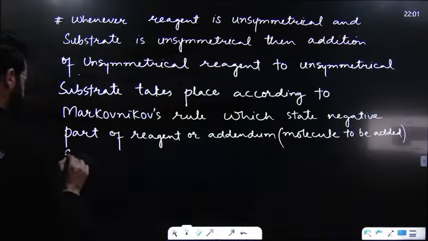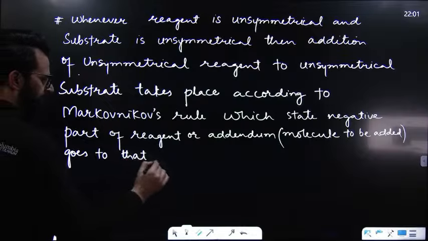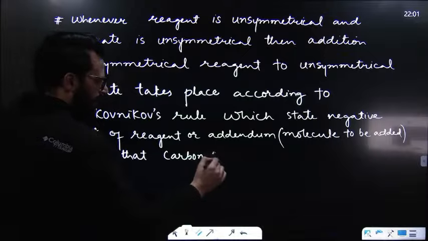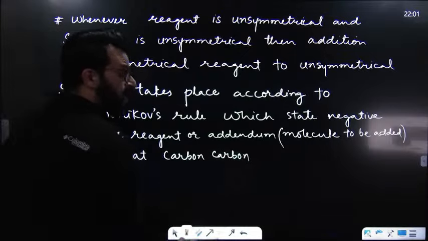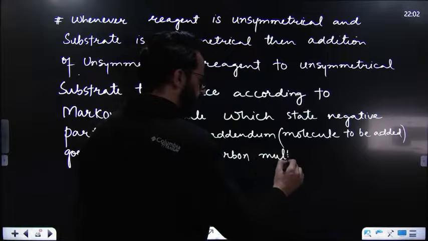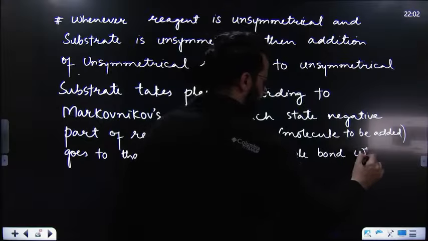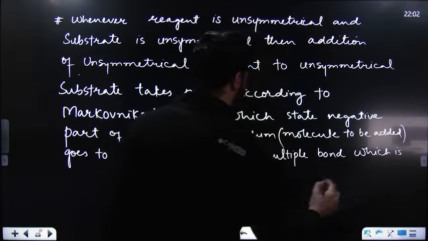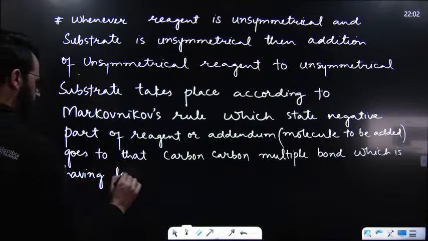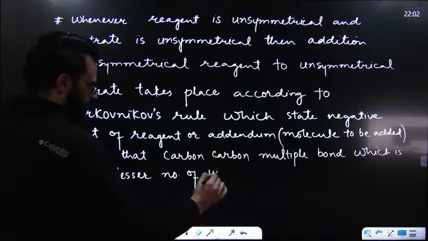goes to that carbon-carbon multiple bond, I mean either double bond or triple bond. So the carbon-carbon multiple bond which is having lesser number of hydrogens.